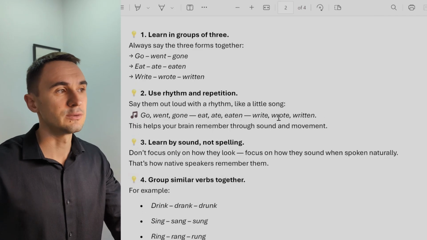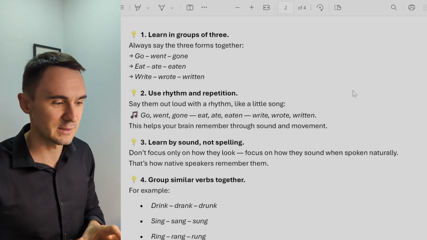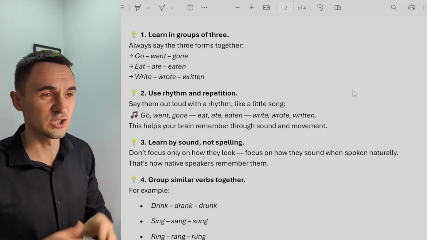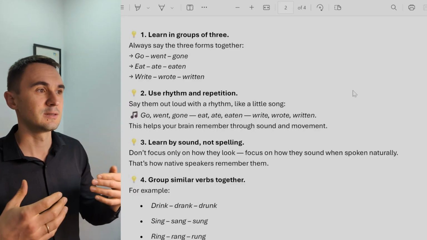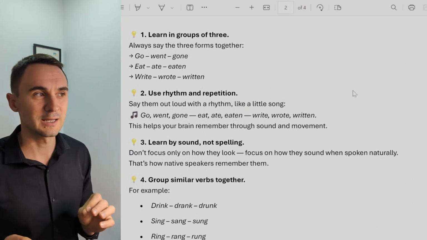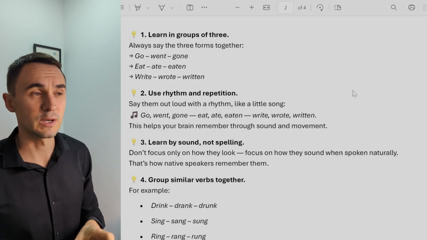Now, number 2 is use rhythm and repetition. So I talk about this point as chanting, okay? I don't want to talk about it as a song. You don't really sing a song, although some people try to, maybe some teachers try to introduce irregular verbs in the form of a song, but I look at it in a much simpler way. So I talk about it in a way of chanting, okay?